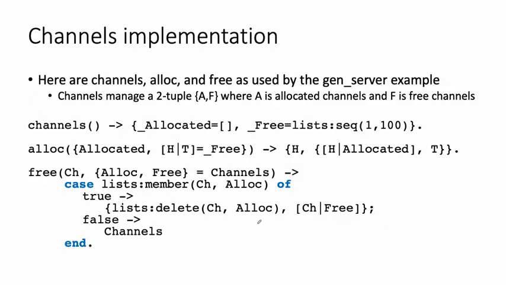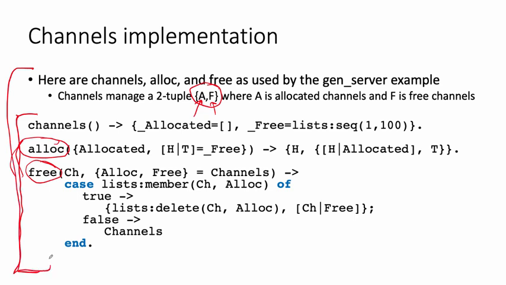Okay? So here's the channel implementation. I won't go into so much detail. So channels are managed as a tuple of two things, a list of allocated channels and a list of free channels. Alloc will take a free one and put it in the allocated list, and free will take an allocated one and put it back in the free list. These are the functions I'm using in the previous example. So I won't go into detail here. You can look at it if you want. It makes the example complete. Okay? The channels, this is the functionality. It could be anything. This is how I'm using it in this example.